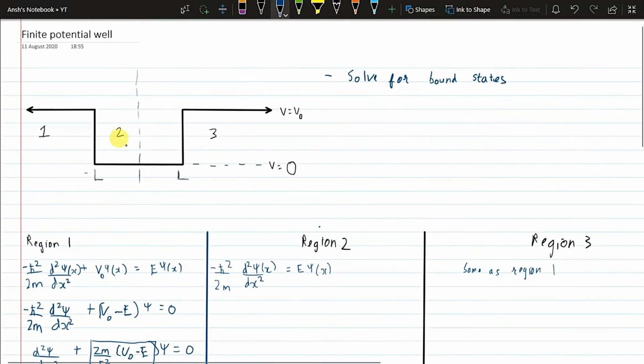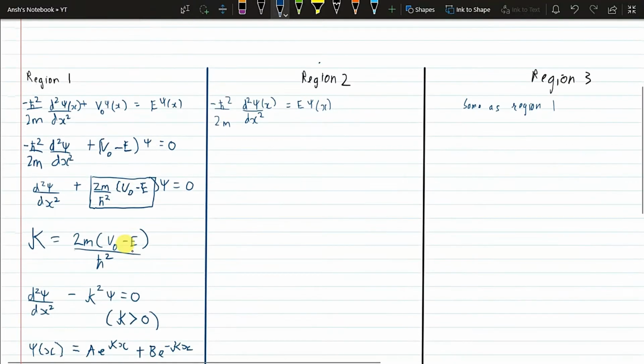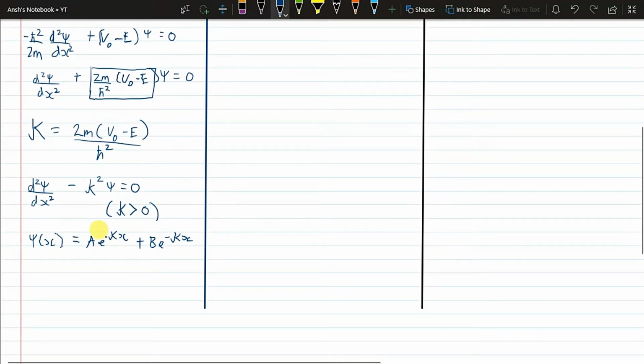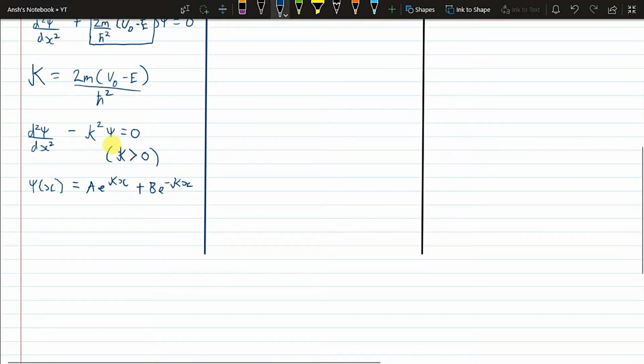Intuitively we know that all the bound states will exist inside this well, so they'll have some energy, say right here, so it'll always be less than V naught. So V naught will always be greater than E, and the mass of the electron and h cut are also positive constants, so kappa is always positive. With that assumption that kappa is always positive, this is the solution we have for the differential equation.